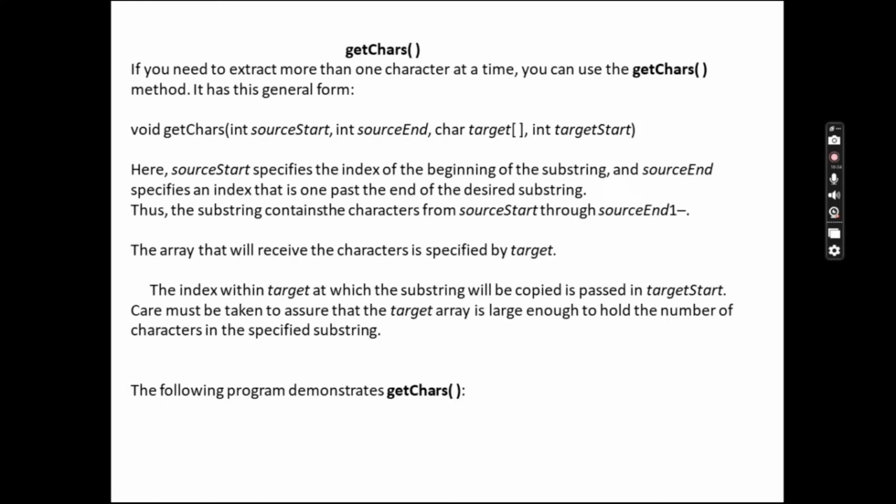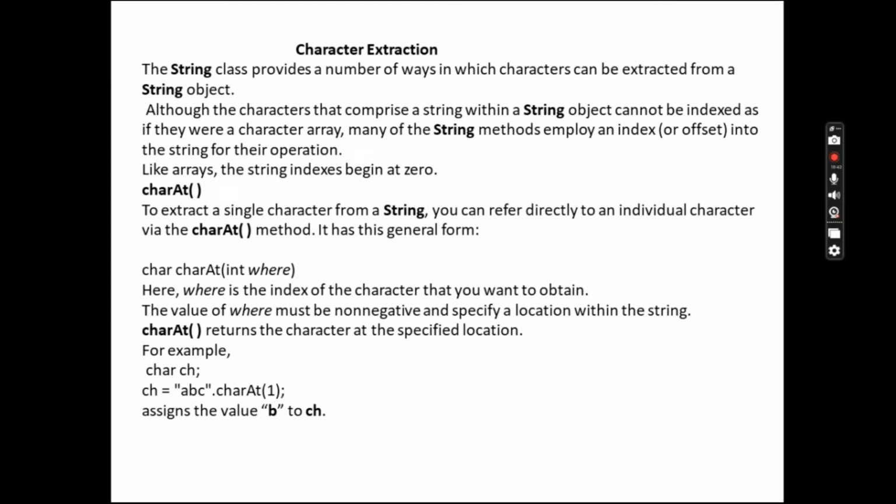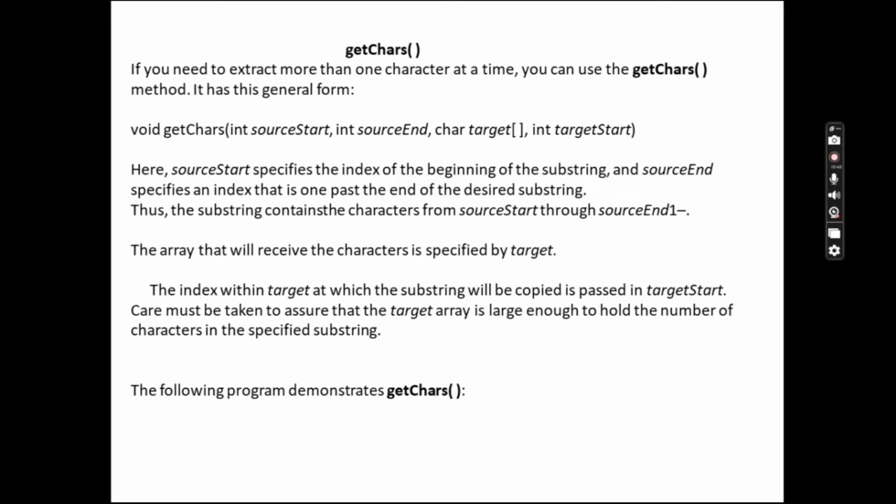getChars. The getChars method will give the characters from the string. charAt specifies a single character at a particular location, and getChars provides a group of characters. So what is the syntax of getChars? void getChars(int sourceStart, int sourceEnd, char target[], int targetStart). Here sourceStart specifies the index of the beginning of the substring, and sourceEnd specifies the index that is one past the end of the desired substring.